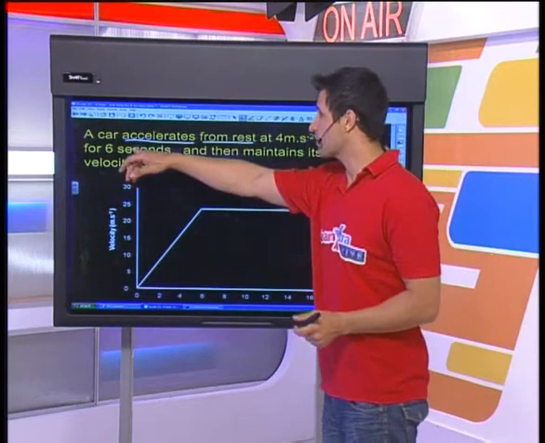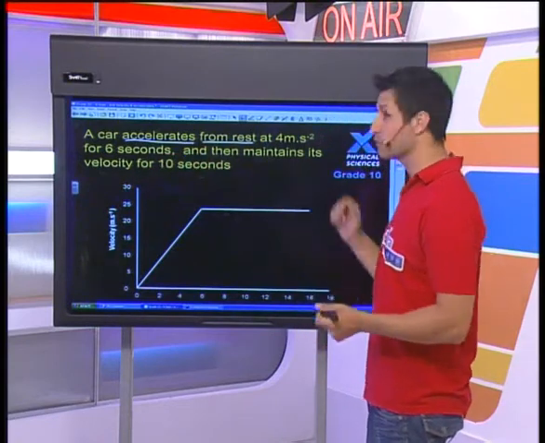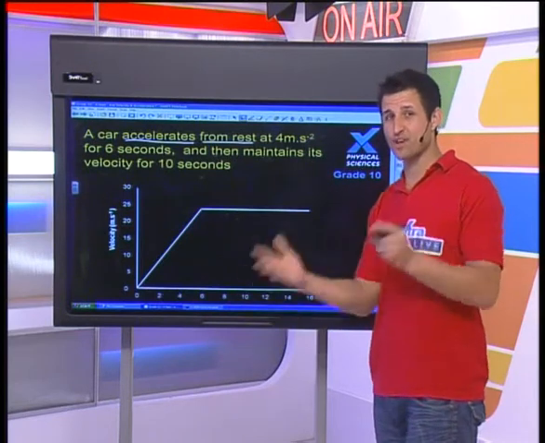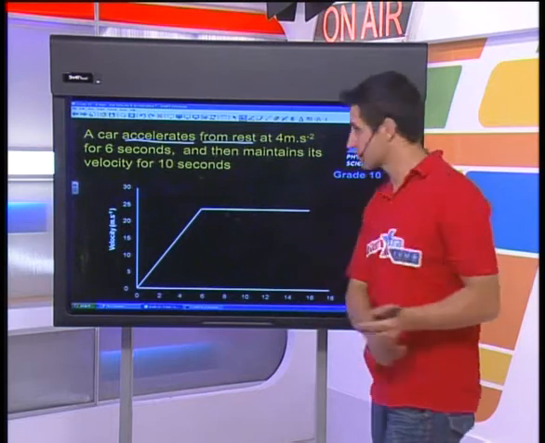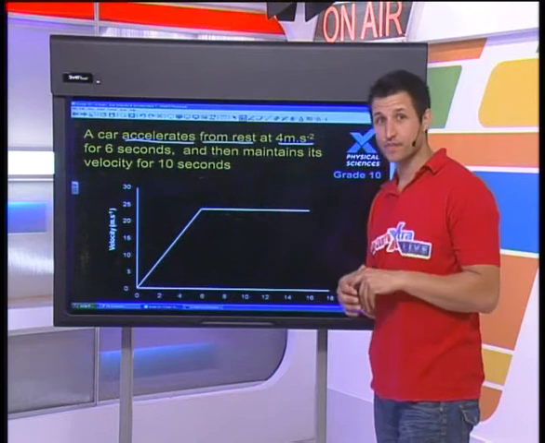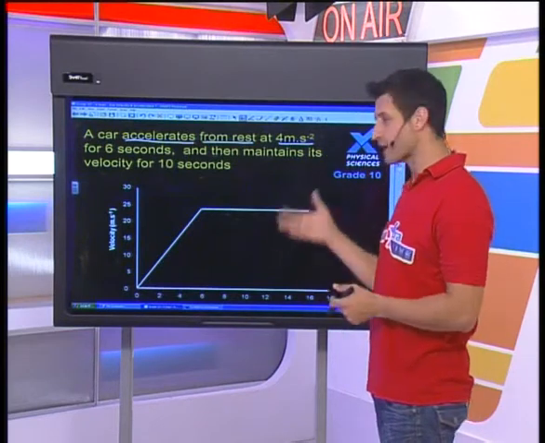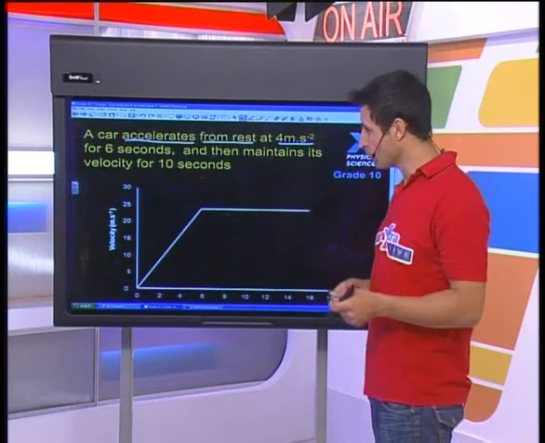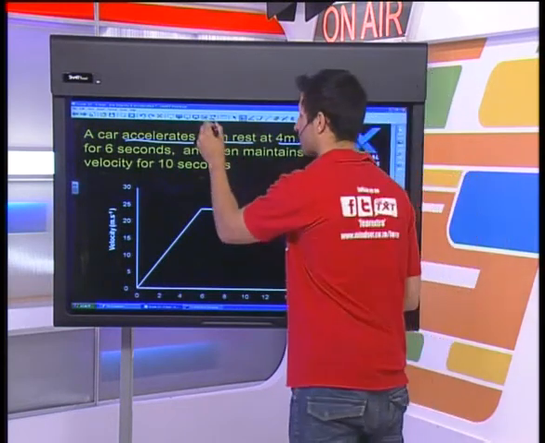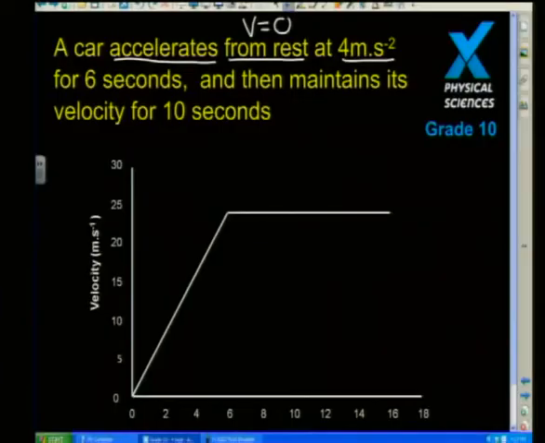So a car accelerates from rest at 4 meters per second. Now, there's something different about this 4 meters per second. It's per second per second. There it is, 4 meters per second squared. I can tell you now that most grade 10s don't know why it's per second per second. Well, I'm dealing with velocities. From rest tells me that velocity equals 0 meters per second. So that's my initial velocity. That's where I begin. That's from rest.